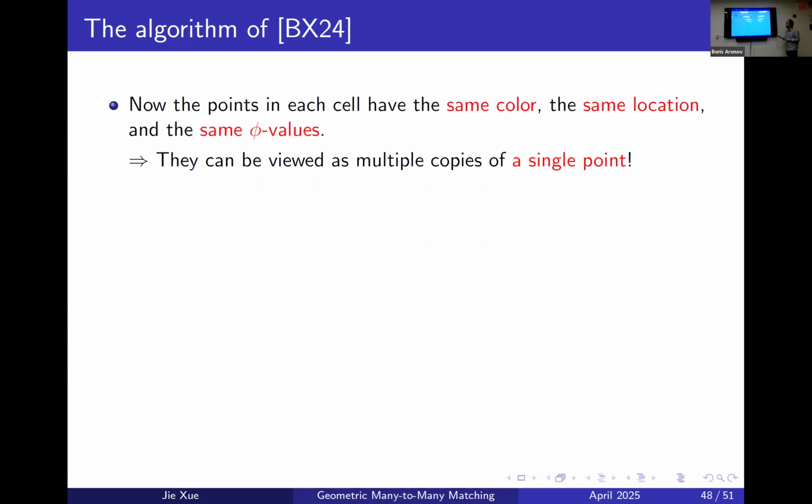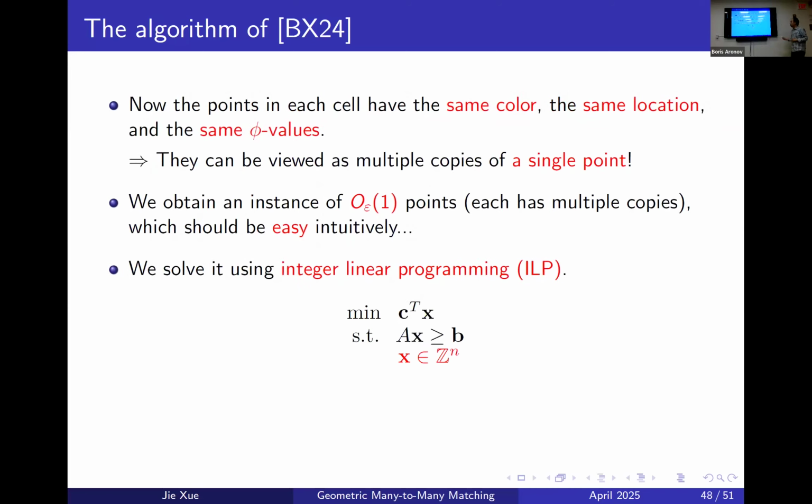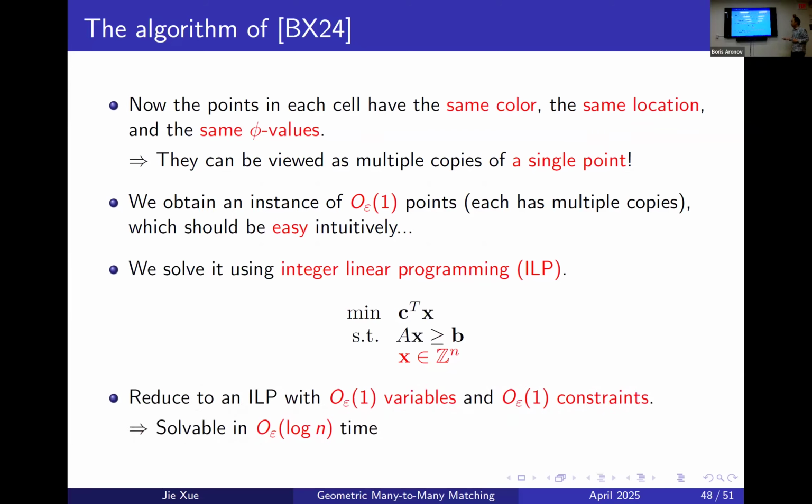Yes, so essentially here you have a constant number of points. They are totally the same, but you just have different copies of the points. So then you can form such a linear program with only a constant number of variables and a constant number of constraints. Each point has a label, which is the number of copies, and the number of copies becomes the coefficient of the ILP. So using a known algorithm for ILP, we can solve it in log n time.